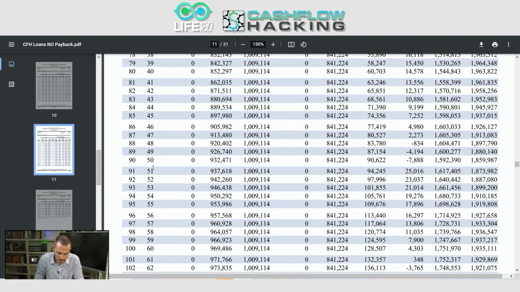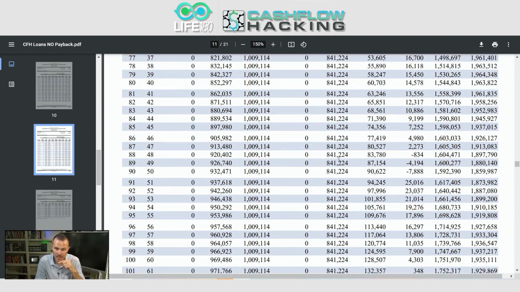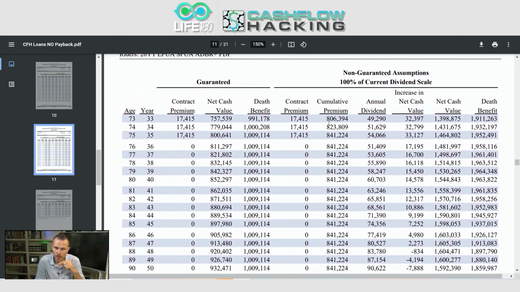So let me do the math on this. 25 years times 35,000. So we took $875,000. We borrowed against this policy over that time frame. We borrowed against it $875,000. So check this out. Look at the cumulative premium that we've put into it, $841,000, okay? So that's the cumulative premium that you will ever put into this policy in your life.